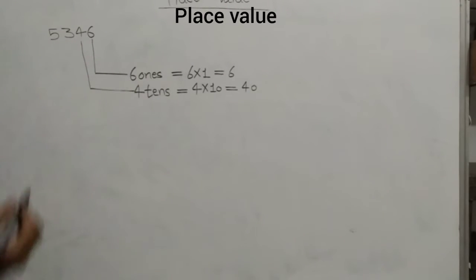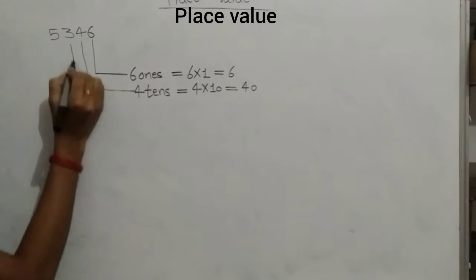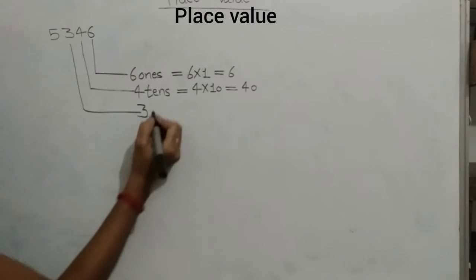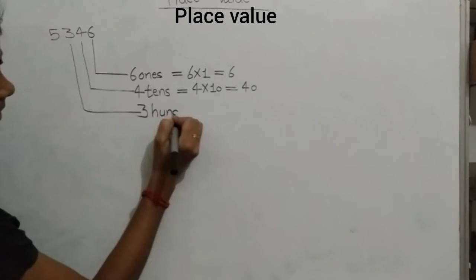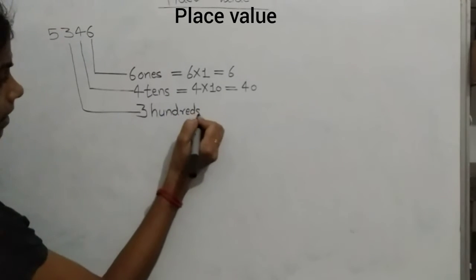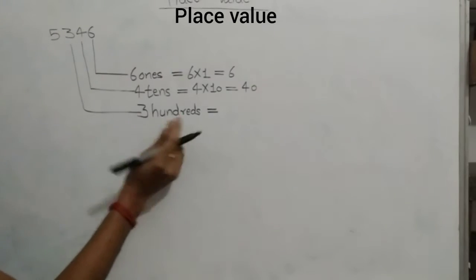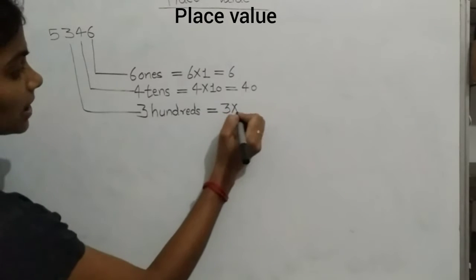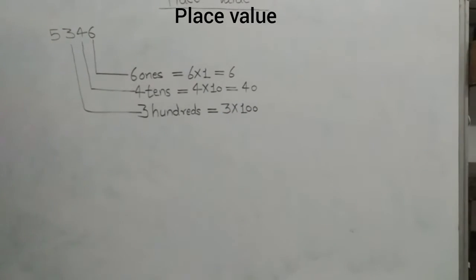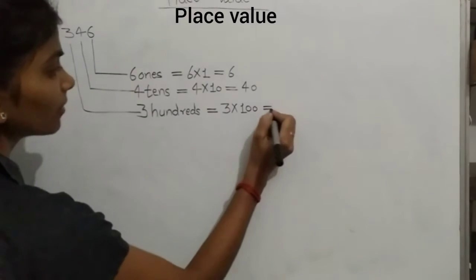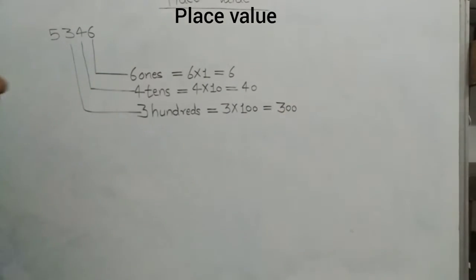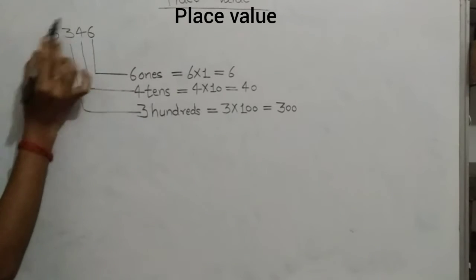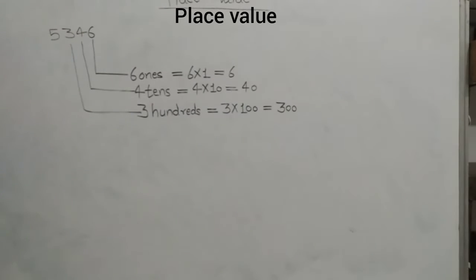Next we have the digit 3. कौन सा डिजिट है मेरे पास? है 3 which is at 100 place and 3 हमारा किस प्लेस पे है? 100 place and it can be written as 3 multiplied by 100. 3 multiplied by 100 and this is equal to 300. So the place value of the digit 3 in this number is 300.